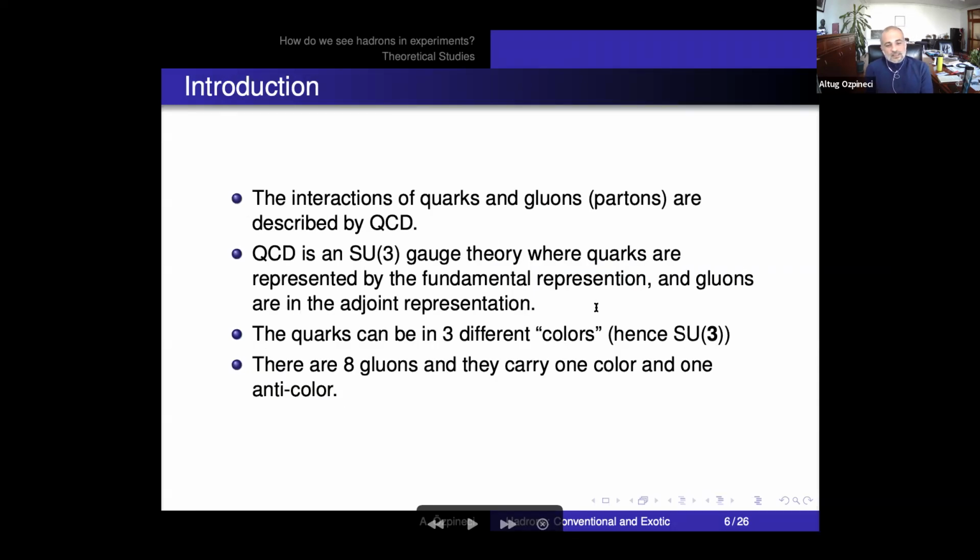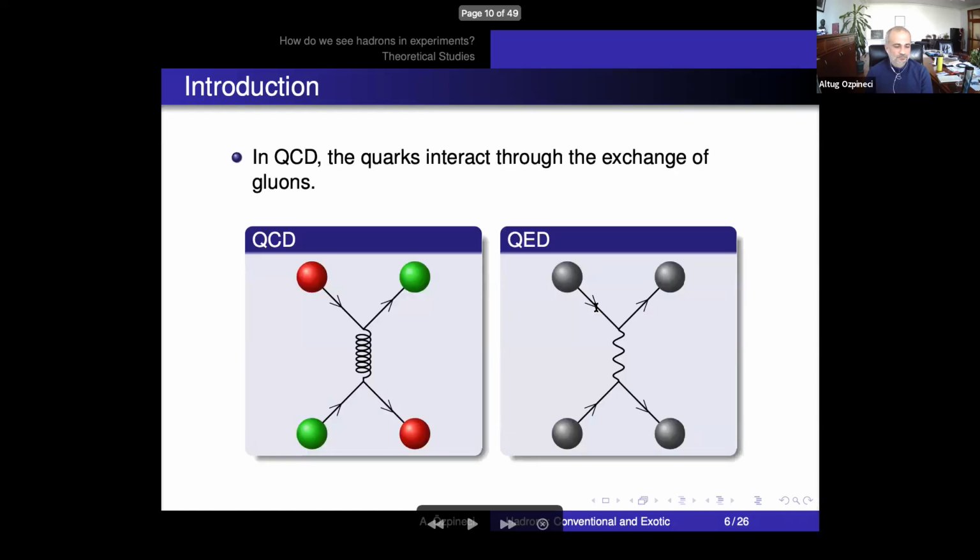So nowadays we know that these partons are nothing but what we call quarks and gluons, and we have a theory that describes their interaction, which we call quantum chromodynamics, or QCD, which is nothing but an SU(3) gauge theory, where we have the quarks in the fundamental representation and gluons in the adjoint representation. And these quarks can be in three different colors, or the color charge. In fact, that is why we have the 3 in SU(3), and there are also 8 gluons that carry one color and one anti-color.